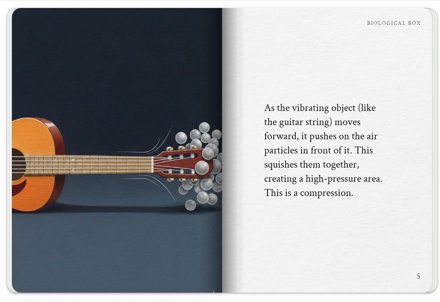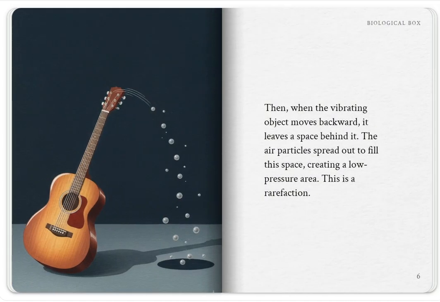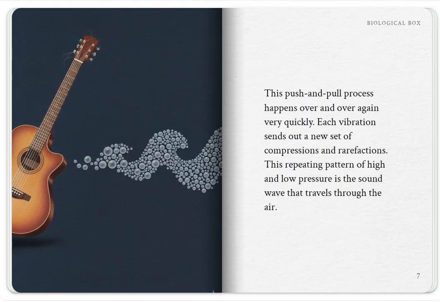This is a compression. Then, when the vibrating object moves backward, it leaves a space behind it. The air particles spread out to fill this space, creating a low-pressure area. This is a rarefaction. This push and pull process happens over and over again very quickly. Each vibration sends out a new set of compressions and rarefactions. This repeating pattern of high and low pressure is the sound wave that travels through the air.